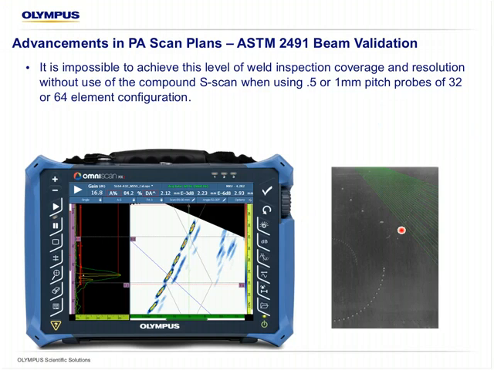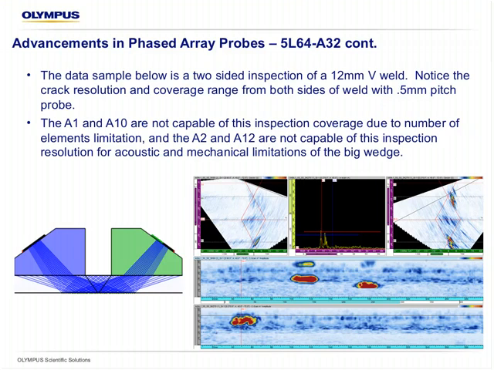From several different orientations, we can predict the results. The data sample below is a two-sided inspection of a 12-millimeter V-weld. Notice the crack resolution coverage range from both sides of the weld, and this is using a 0.5 millimeter pitch probe and a 32-128 instrument with the appropriately programmed aperture.